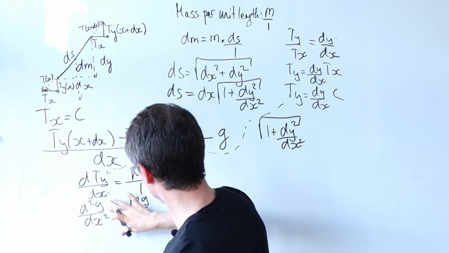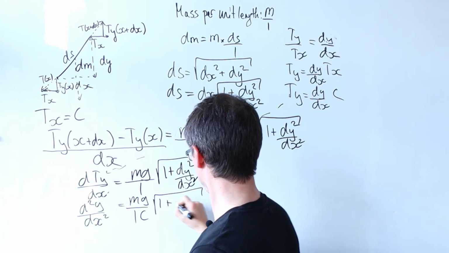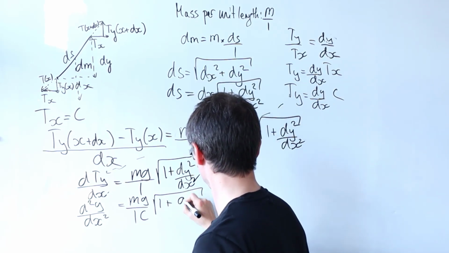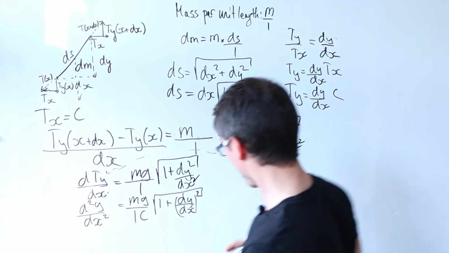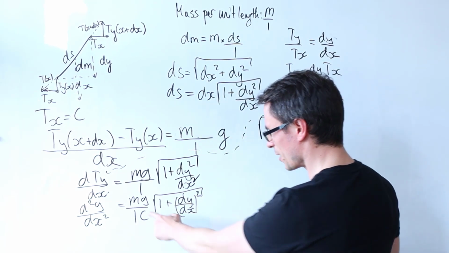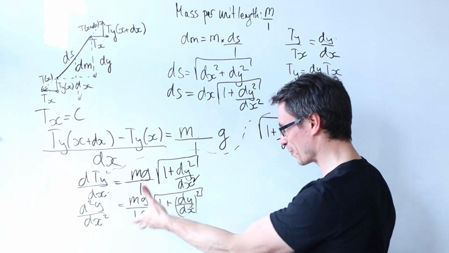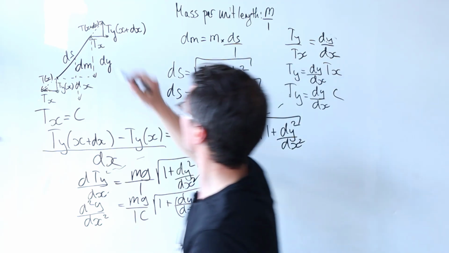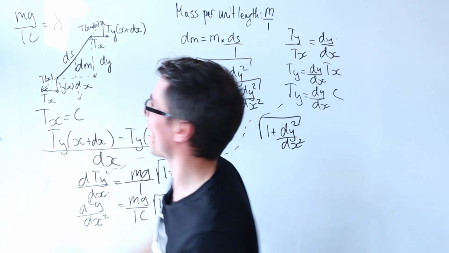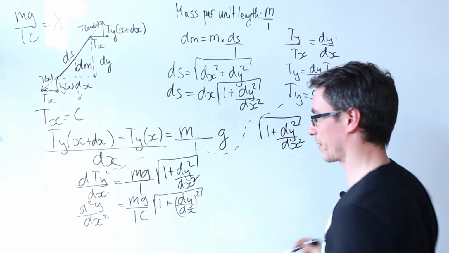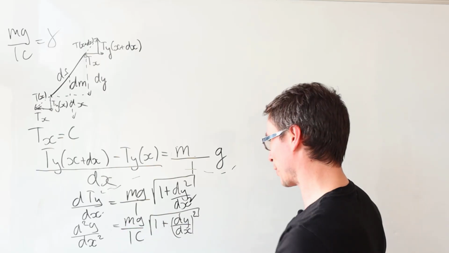I'm going to bring this constant over on this side of the equation, and then I have the square root of 1 plus dy by dx, and all of this is squared. Now mg divided by Lc, I'm going to be using that quite a lot when I'm solving this equation, so I'm just going to say that mg divided by Lc, let's just call that gamma, one of my favorite letters. Let's make some space to actually solve this. So how do we approach such an equation?